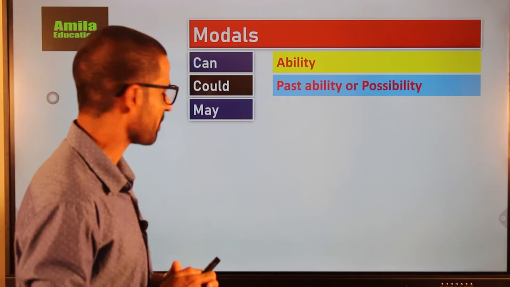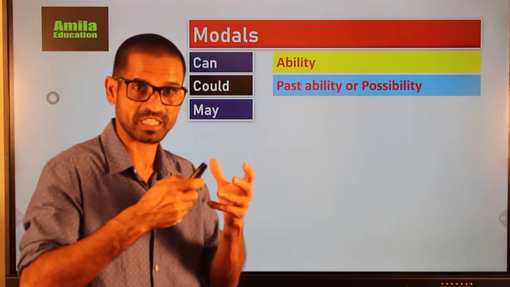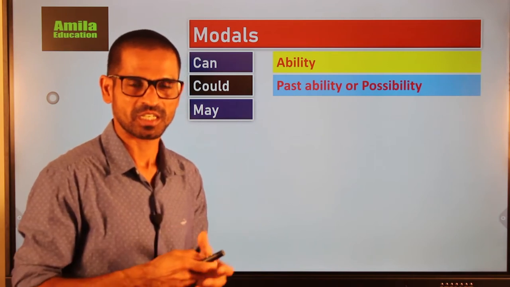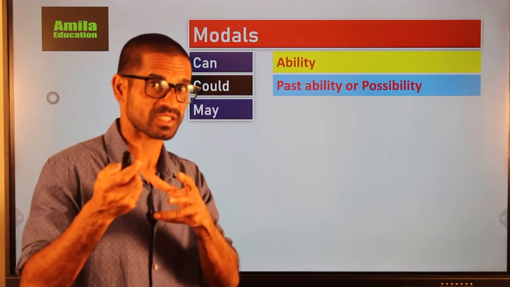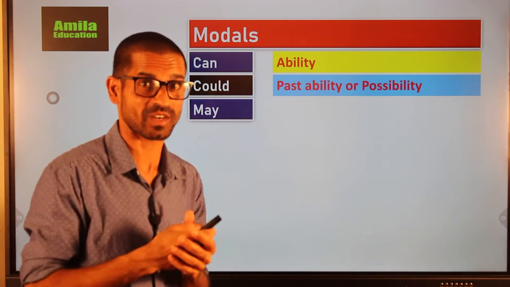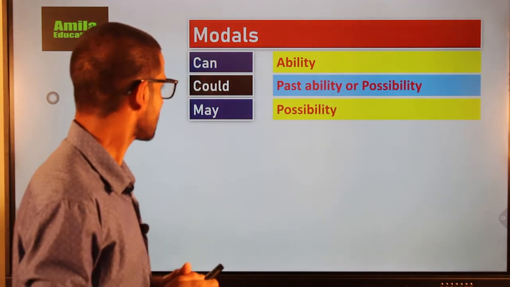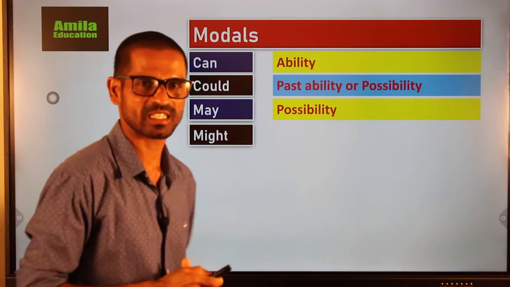Then may. May expresses possibility. She may help us. There is a possibility. Then might. Might is the past form of may in indirect speech.